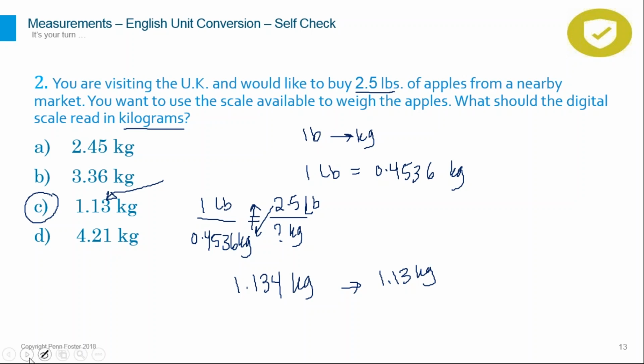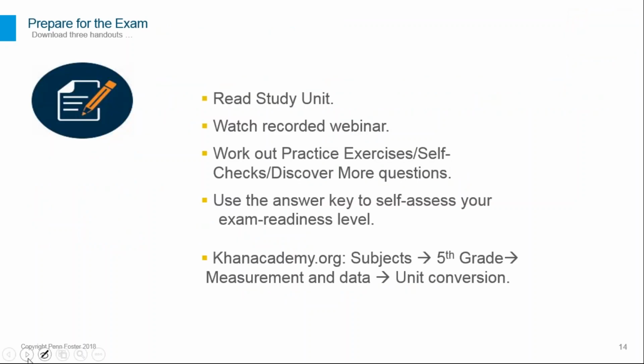The second part is always that I need to remind you of how to study for the exams. You need to read the unit. There is no escape, I should say, from reading the units. You need to read the units yourself. You need to pick up the pen and paper, keep a notebook, do the practice questions, do the discover more questions. If you want to watch this webinar again, you're welcome to do so.